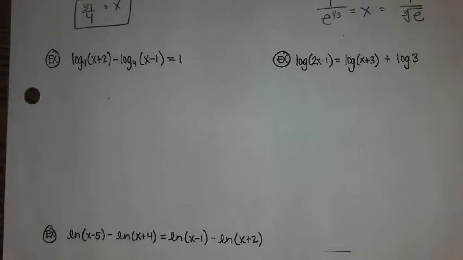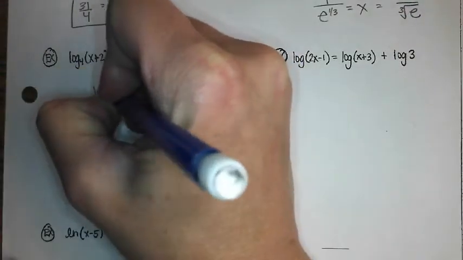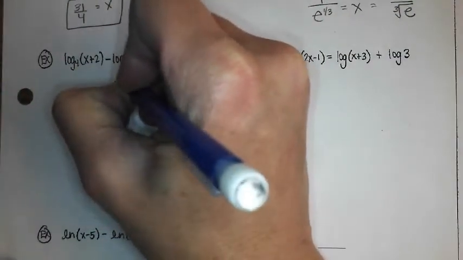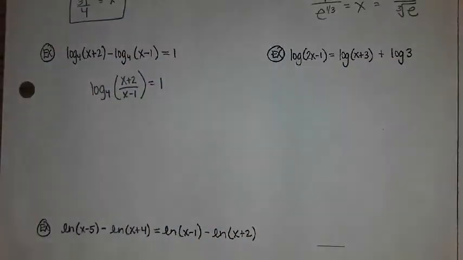So this is where, Nate? Right, this is where condensing comes in. So I would take the 2 logs and condense them with subtraction turning into division. And now that I have it as a single log, now I can translate.